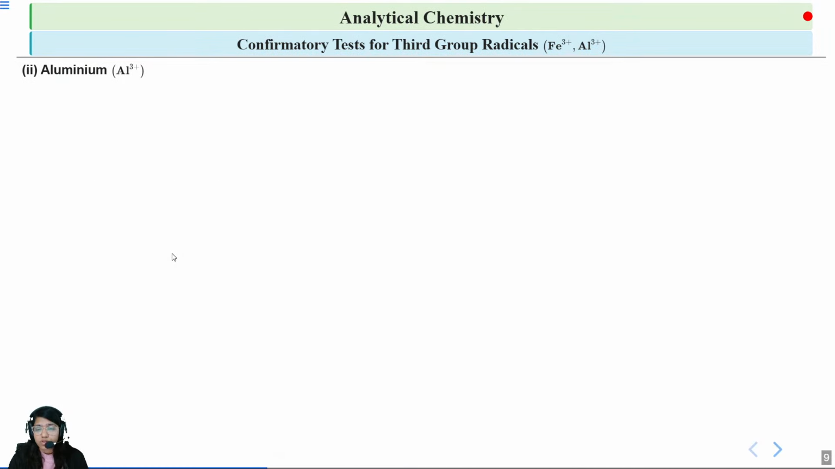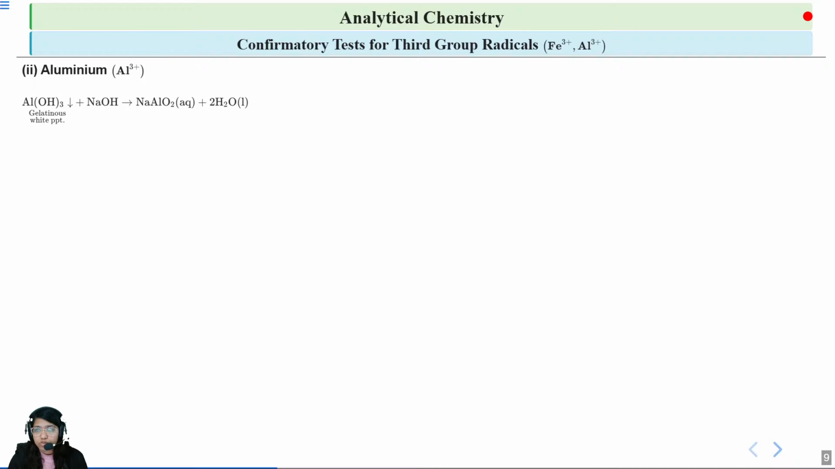Now moving on, we will see the reactions for Al3+ ions. When aluminum hydroxide Al(OH)3, a gelatinous white precipitate, reacts with excess sodium hydroxide NaOH, it dissolves to form sodium aluminate. What is the formula of sodium aluminate? It is NaAlO2 in solution, and water is also formed.